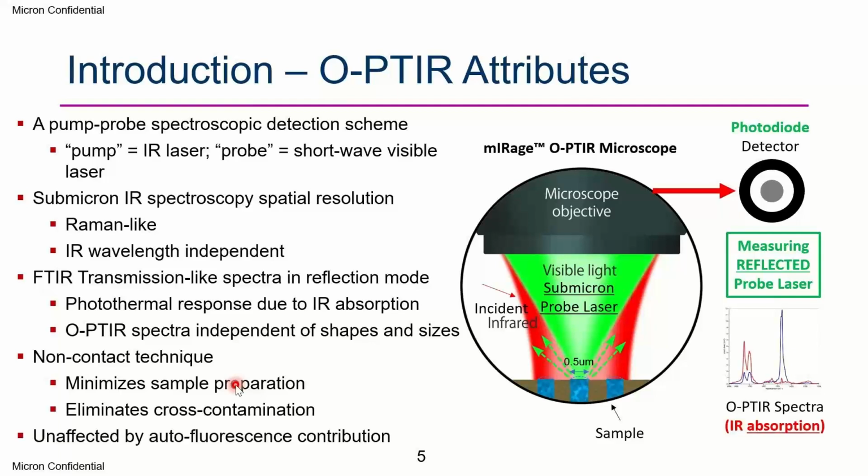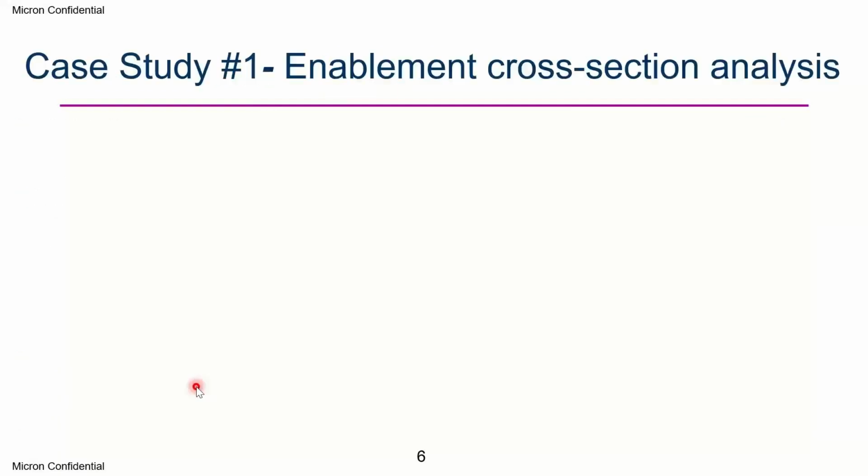So the last one is very interesting also. Raman has an autofluorescence impact. This OPTR will not be affected by autofluorescence. Because of the light spot size, it isn't affected by the autofluorescence, so it will be beneficial for micron-scale samples as well. Let's see the case study that we have after we have this tool.